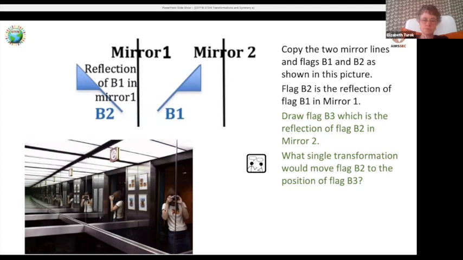She's like B1, and then she is reflected to B2, but then that is in itself reflected again, and the two reflections give a translation. This girl here, I'm indicating with the pointer, would be B1, and then this one would be B3.